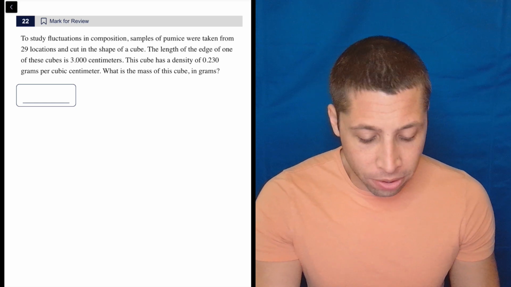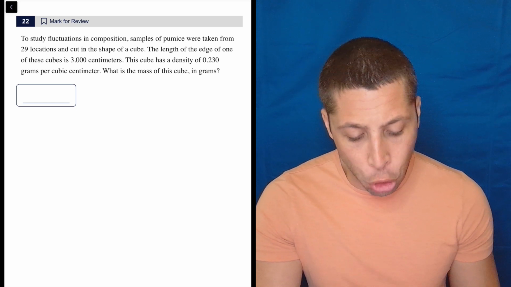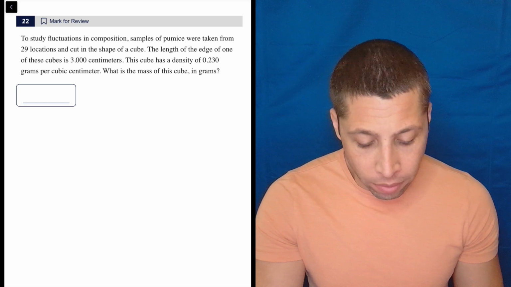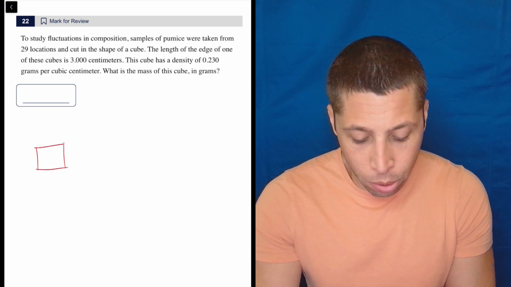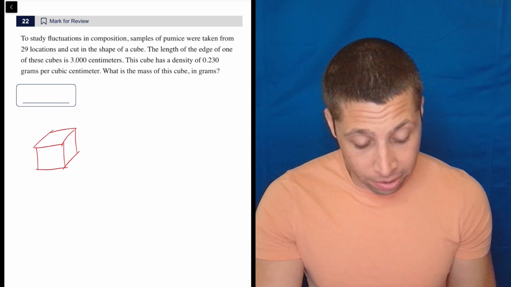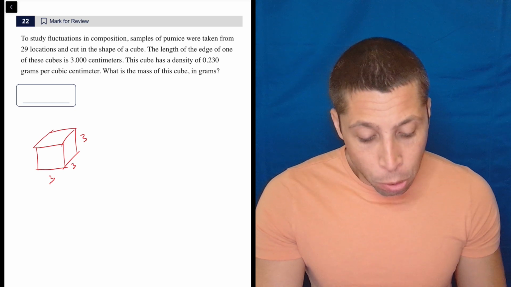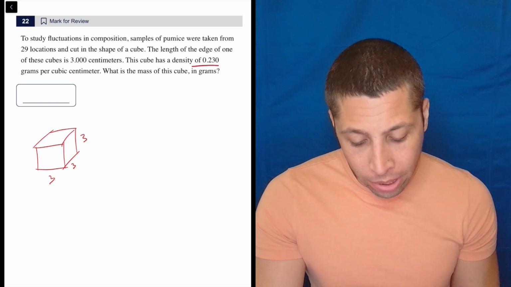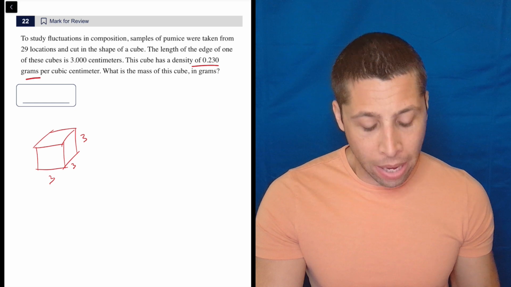To study fluctuations in composition, samples of pumice were taken from 29 locations and cut in the shape of a cube. The length of the edge of one of these cubes is 3 centimeters. So if I just pause for a second and draw a quick cube, right? That's a box, right, where all the sides are the same. So they're all 3 centimeters, okay? The cube is a density of 2.3 grams per cubic centimeter. What is the mass of this cube in grams?